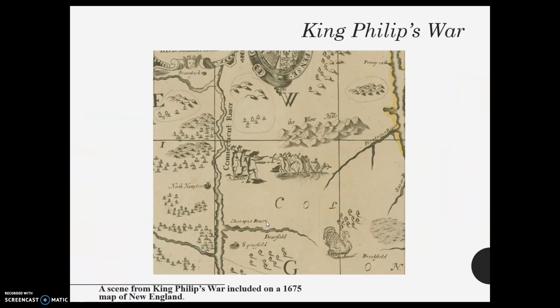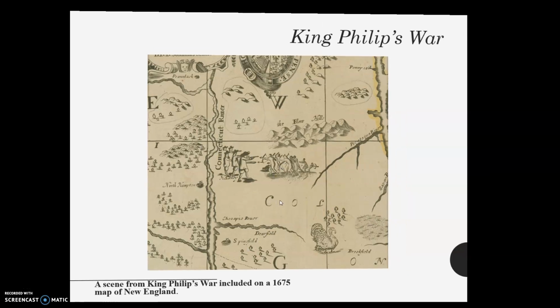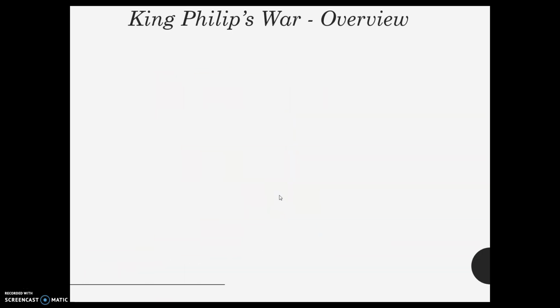All right, let's see. This is a map of King Philip's War, and includes a map of Connecticut. And you can see the Connecticut River. You can see Deerfield, Springfield down here. They're not as close in reality, but that's the old map. And you can see the war between the colonists and the Native Americans here, but we'll come back to that there. So let's look at King Philip's War.